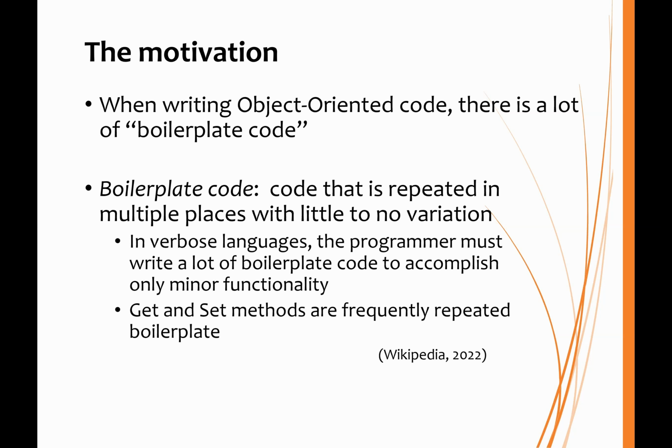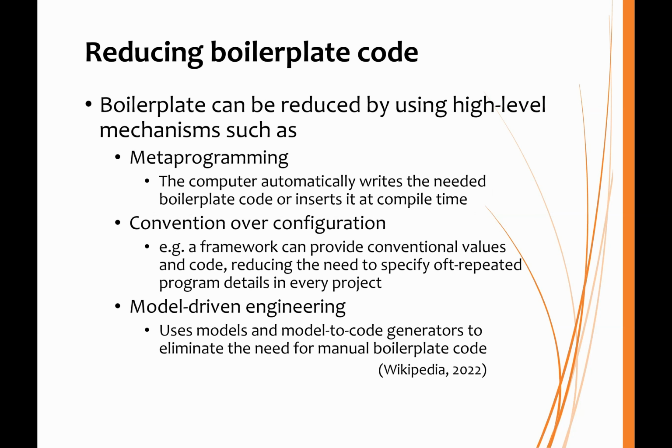For example, if you're writing get and set methods for fields, you will very often write exactly the same kind of code over and over again. And this means that the programmer is going to spend quite a bit of time writing very similar code. Now, interactive development environments will often provide shortcuts to allow this boilerplate code to be written very quickly. But there are other ways of reducing boilerplate code in our programming.